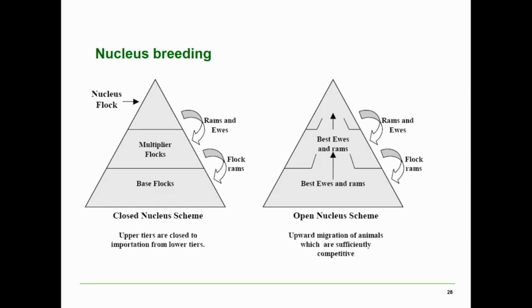Then there is also an open nucleus scheme, where the best ewes and rams, or the best males and females, have the opportunity to move up from the base or production flocks to the multiplier, and from the multiplier to the nucleus, if they are really good. So there is a bit of movement within these levels of the nucleus breeding programs as well.